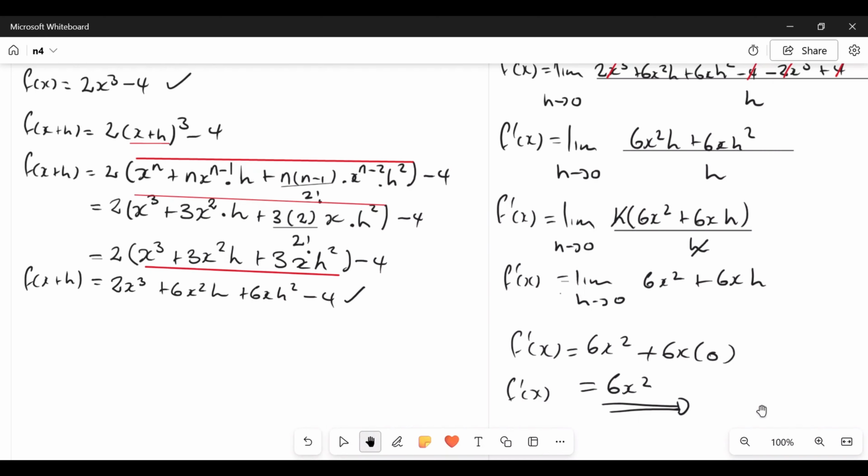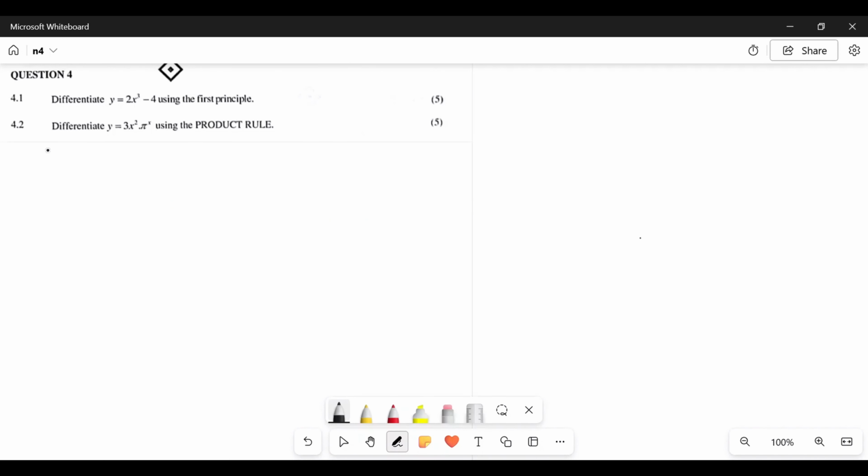But we are done with this question, which is 4.1. We're going to do 4.2. All right, guys, here is our 4.2, right? So let's read the question.